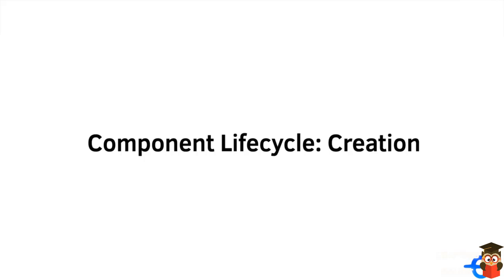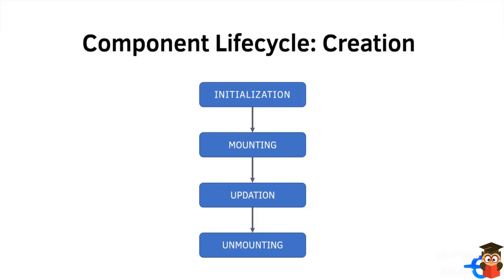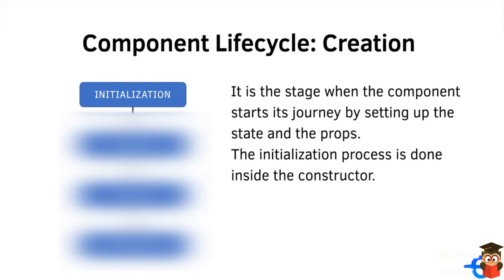In this video, we will learn about the life cycle of React components. There are 4 stages in a component's life cycle: initialization, mounting, updation, and unmounting. Initialization is a stage when the component starts its journey by setting up the state and the props. The initialization process is done inside the constructor.